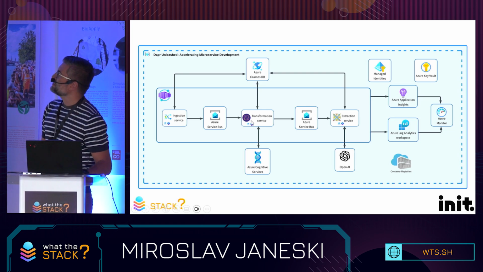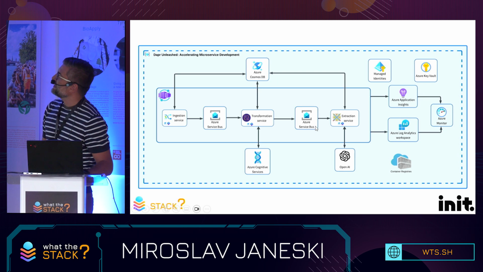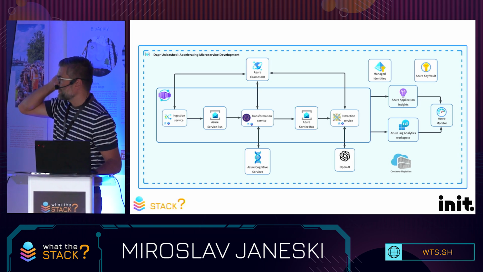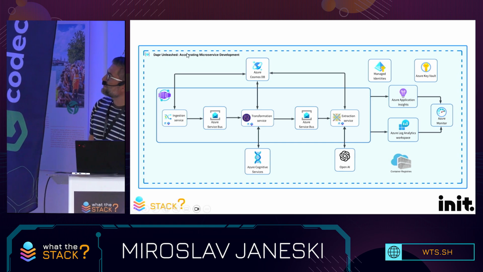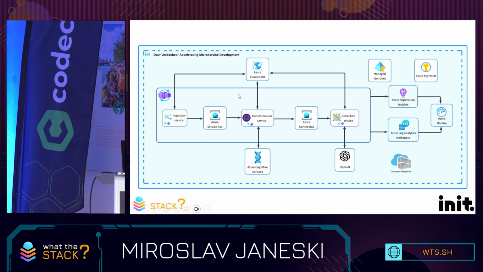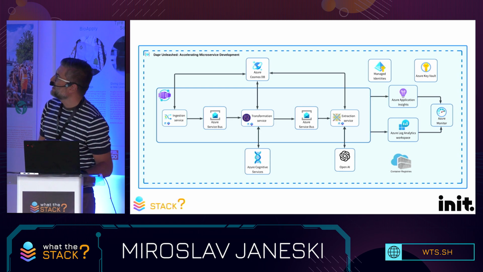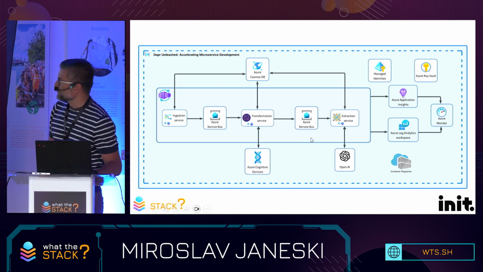Then we have some business logic, business magic happening here. And then we send it over again to the next queue. And then we do some knowledge extraction with OpenAI. All these 3 services have to know how to talk to Cosmos DB, to store the data there because they are stateless. And of course, they have to know how to send and receive data from the queues.